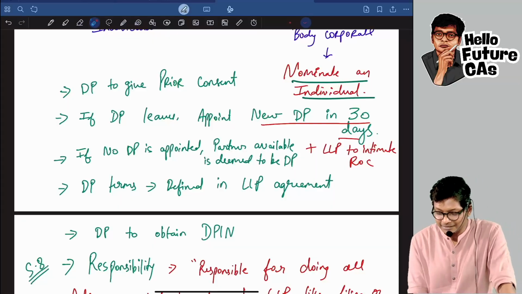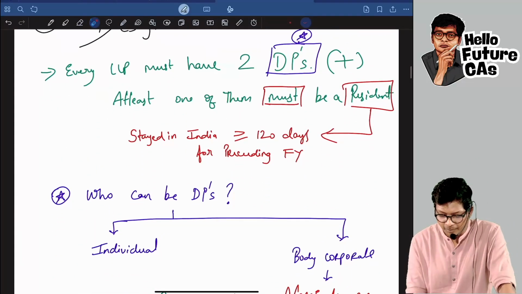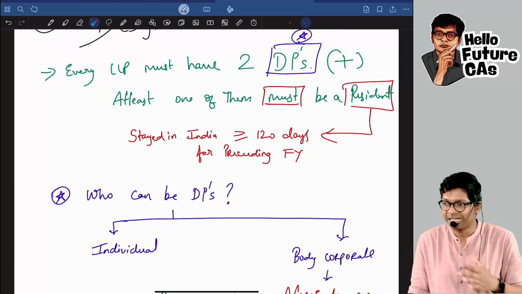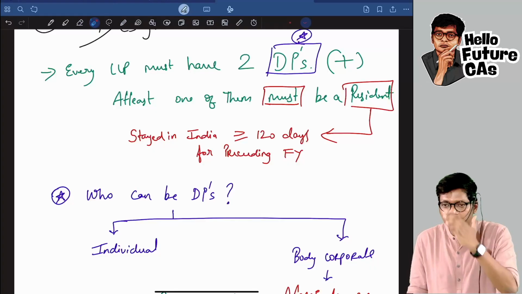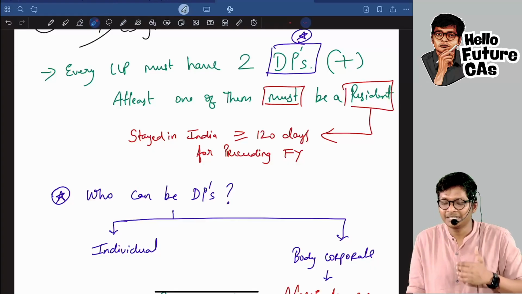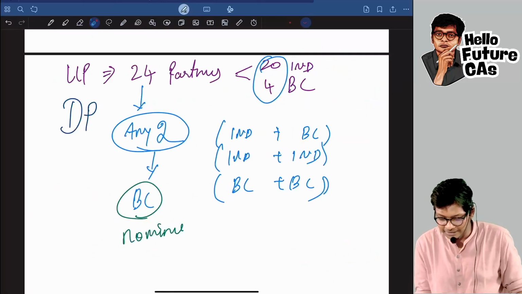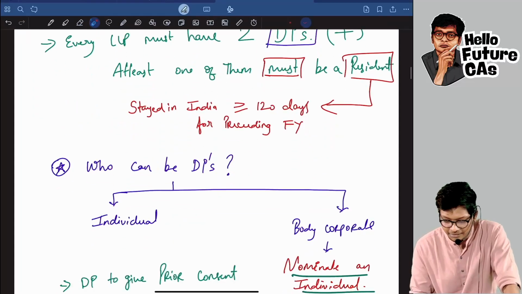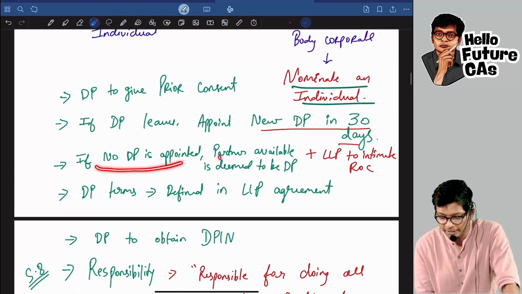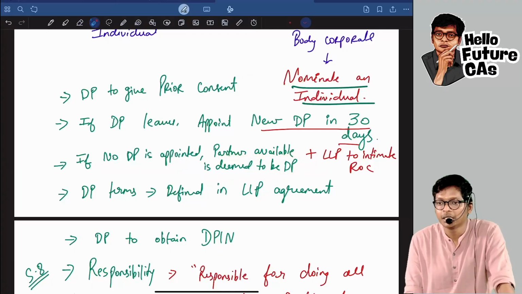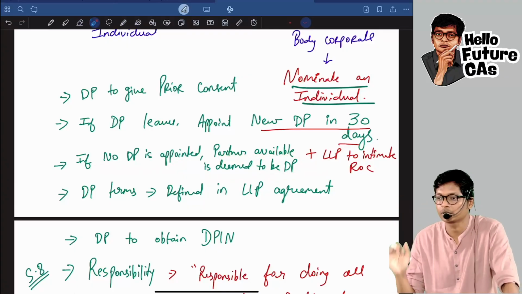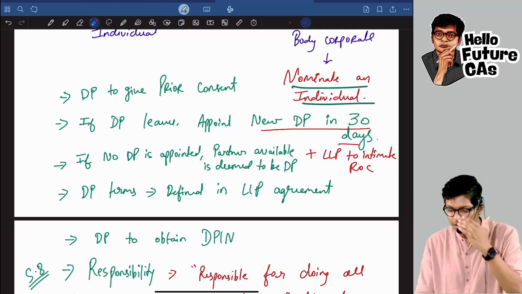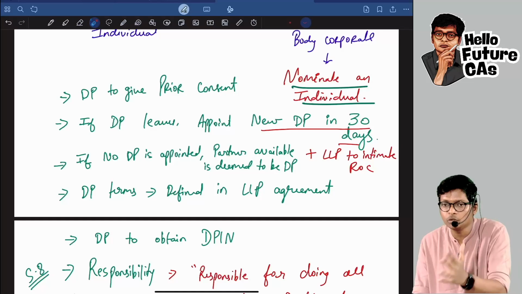Clear? Sir, in the 30 days, if I don't appoint, what happens? Let's say for my LLP, Elon Musk and myself are designated partners. I resigned. Okay. Elon Musk also resigned. Now what will happen? Minimum DP is 2, but I still have other partners. In the remaining partners, if no DP is appointed, a partner available is deemed to become DP. ROC will decide that, randomly. Okay. And you have to intimate the ROC also. Are you following, guys? So you will appoint in 30 days and intimate the ROC.